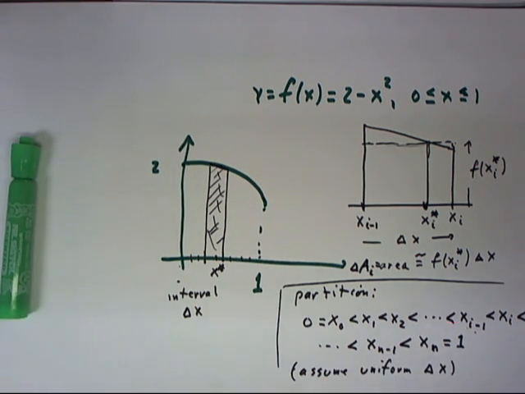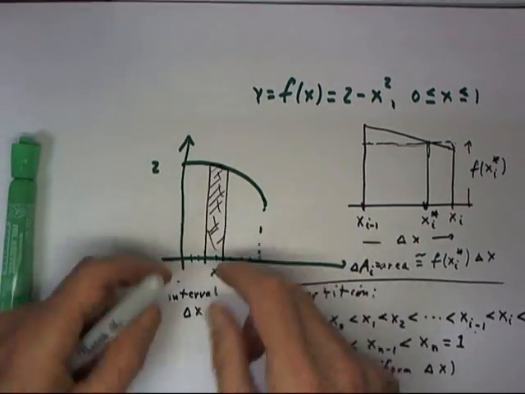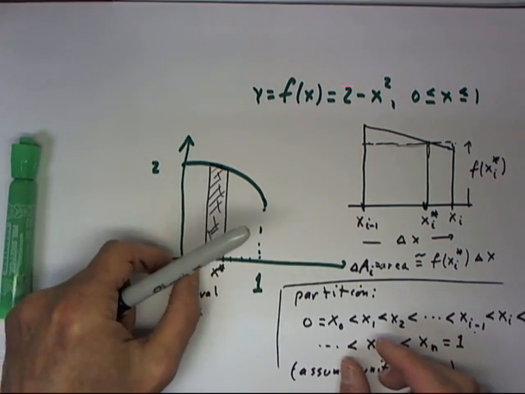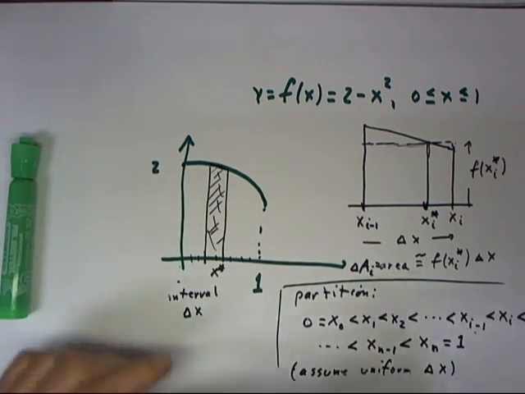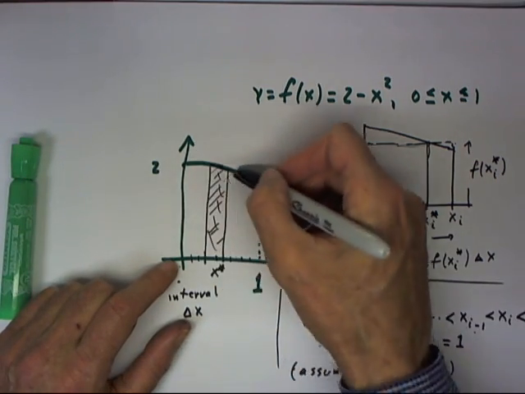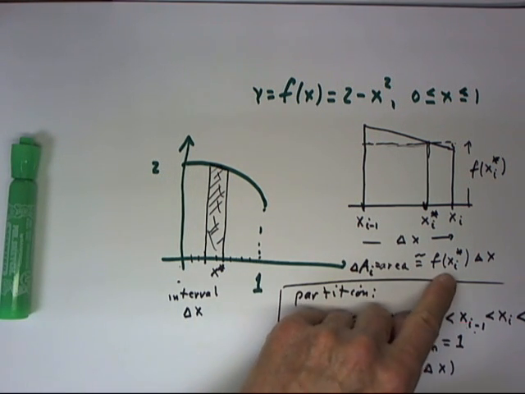In the next clip, we're going to consider how to represent the sum of all the areas in all the subintervals, the sum of all the areas corresponding to all the subintervals, in other words, the total area under the curve, as approximated by this process.